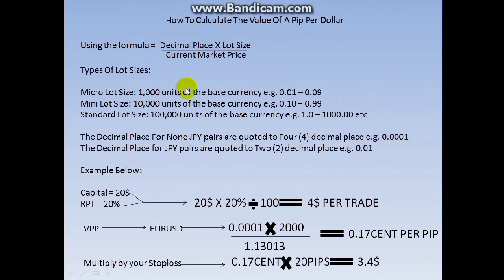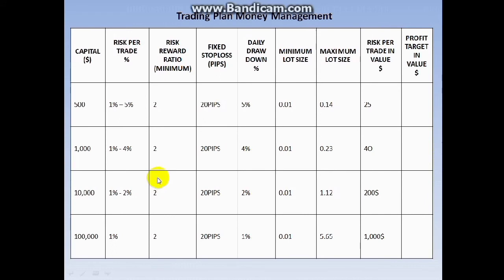So this is the formula, and this is the one making reference to the decimal place. This is what we mean: 0.0001. Now the decimal place for Japanese pairs is quoted to 2 decimal places. We have 0.01. So this is the 2 decimal places, and this is 4 decimal places. Now we are going to solve, and I'm going to show you how I arrive at these various values right there.